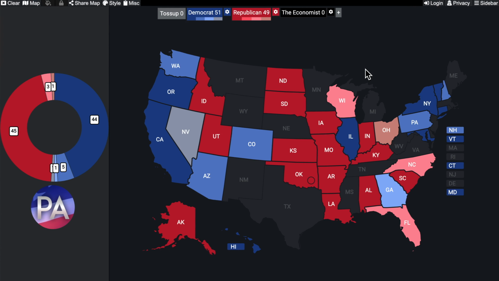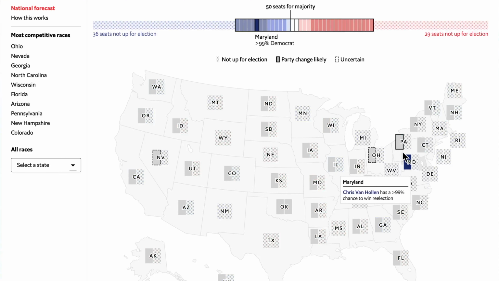The Economist definitely favors Democrats way too much in states like Arizona and Pennsylvania. I mean, just look at Pennsylvania. They give John Fetterman a 92% chance at winning.